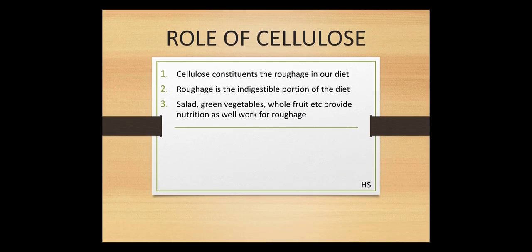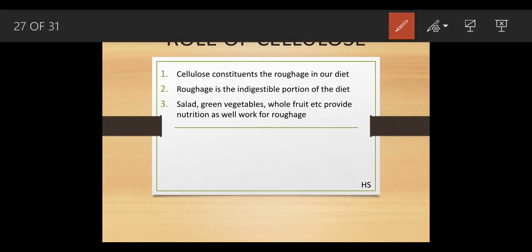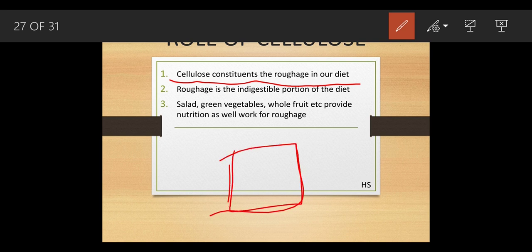Role of cellulose. Cellulose constitutes the roughage in our diet. What does that mean? We have studied the plant cell. The outer part of the plant cell is called the cell wall, and that cell wall is made up of cellulose. This cellulose is nothing but the roughage. It's a constituent of the roughage, meaning it's a part of the roughage. This roughage is the indigestible portion of the diet.